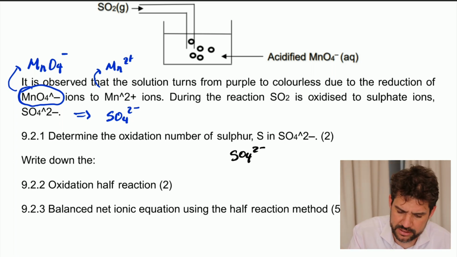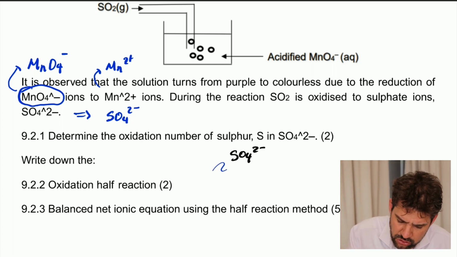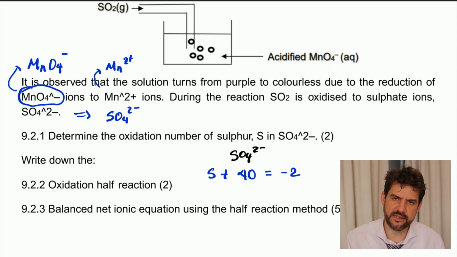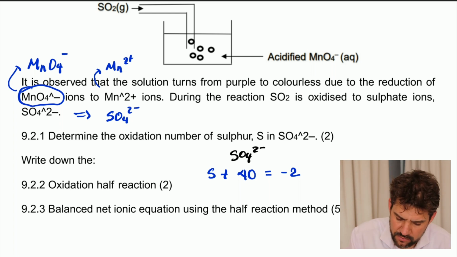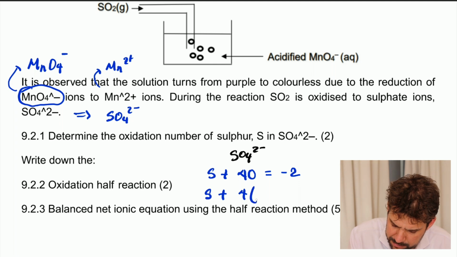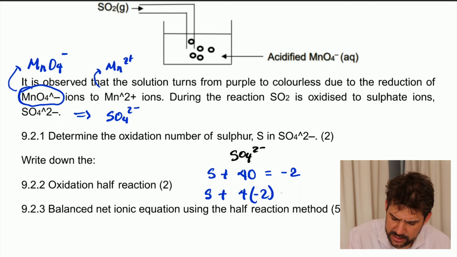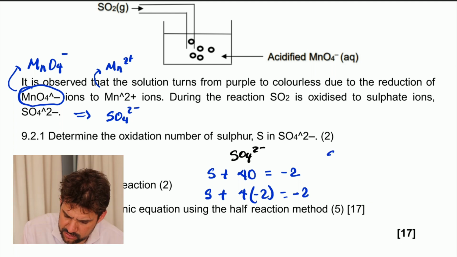In other words, if we add the oxidation number of sulfur plus 4 times the oxidation number of oxygen, this will be equal to -2. That is a combination of that rule of the polyatomic ion. All right? So if you substitute, you have sulfur plus 4 multiplied by -2. That -2 is the oxidation number of oxygen. This is equal to -2. If you continue calculating, this one is simple math.